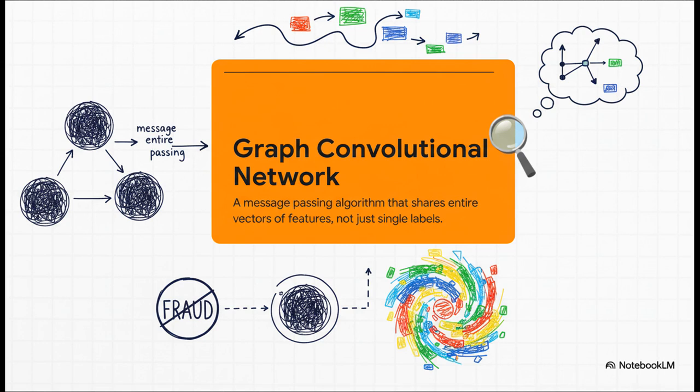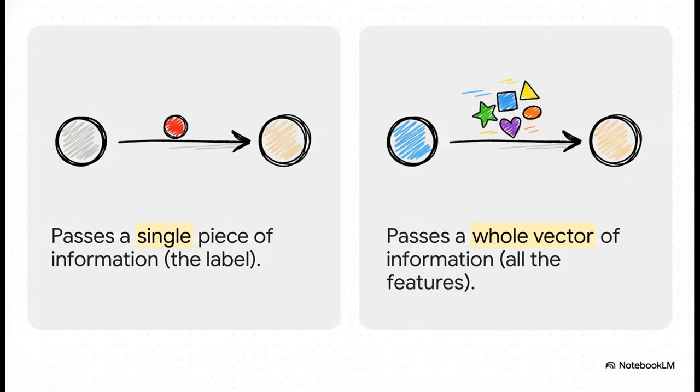Instead of a node just whispering one little label, a GCN has it share its entire profile. We're talking a whole package of information, what we call a feature vector. So remember how we called label propagation label smoothing? Well, you can think of a GCN as feature smoothing. It's not just sharing one tag, it's blending all the rich details of a node with all the details of its neighbors.